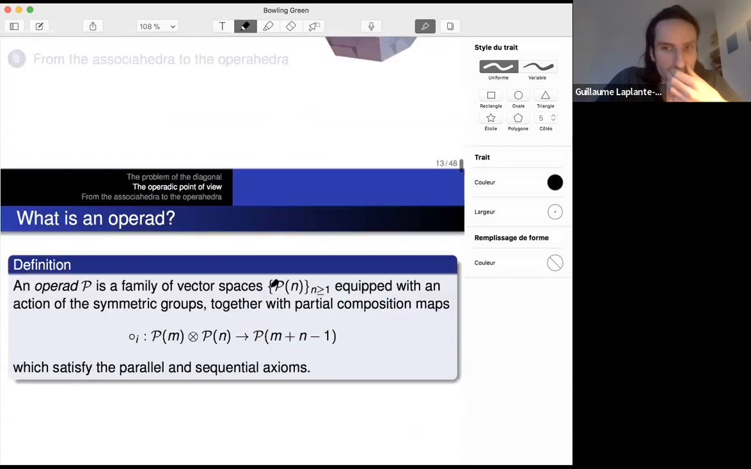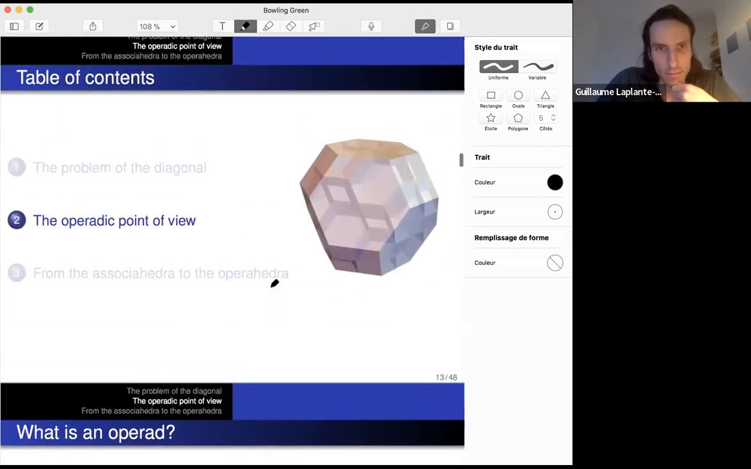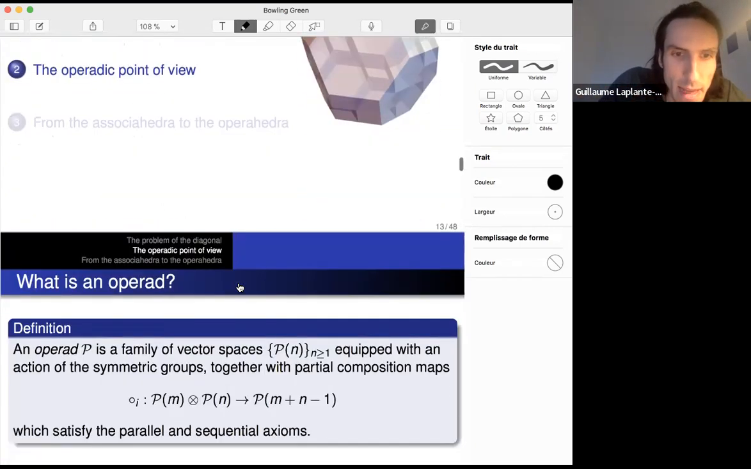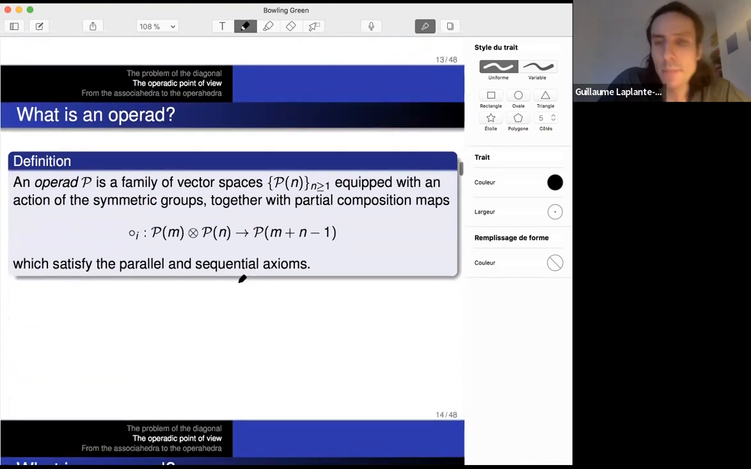But let's take another route to solve this problem, which is to take a more, in my opinion, conceptual point of view. It's the operadic point of view. So let me start by telling you a little bit what an operad actually is. So what is an operad?